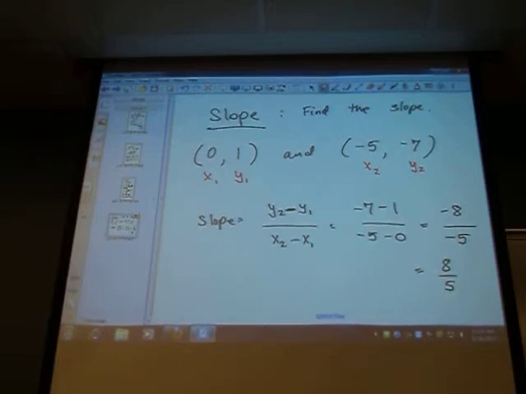Now, if I could reduce that to a fraction in lower terms, I would go ahead and do that, but you don't want to make it a mixed number. Again, no mixed numbers, never ever in this class. So 8 over 5 would be my answer. It will not accept negative 8 over negative 5. That is not correct.